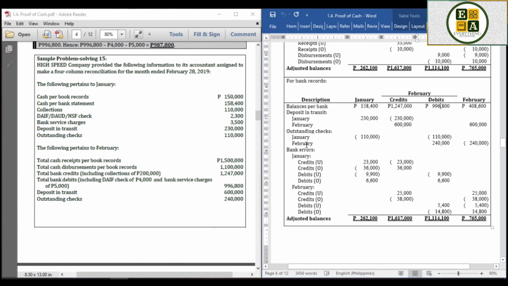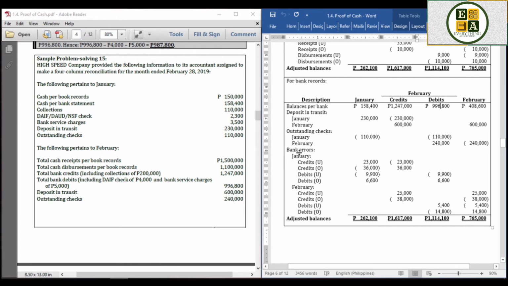Then hanapin si February na outstanding checks. Meron tayo ditong 240,000. Yung 240,000 na yan, debits yan. So, add tayo dito kay debits column, pero deduct tayo dito kay February column, because it is a deduction for our cash balance.